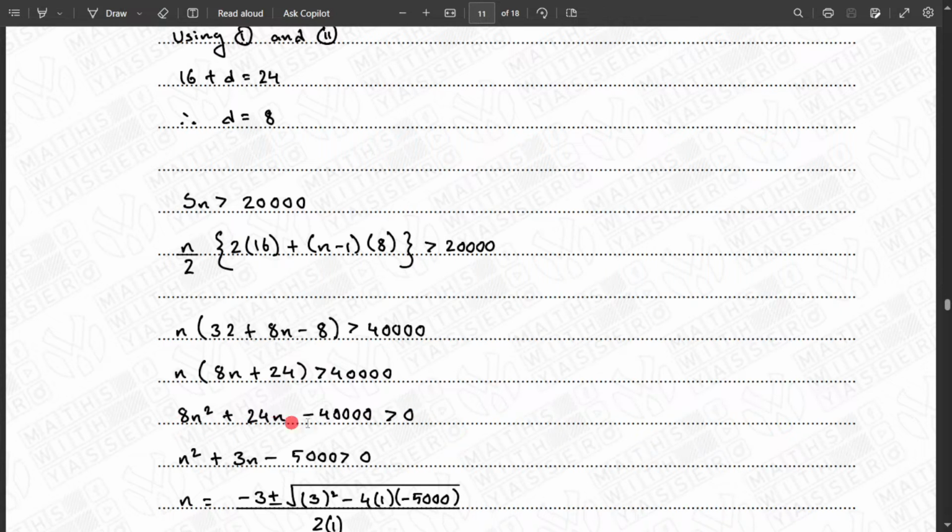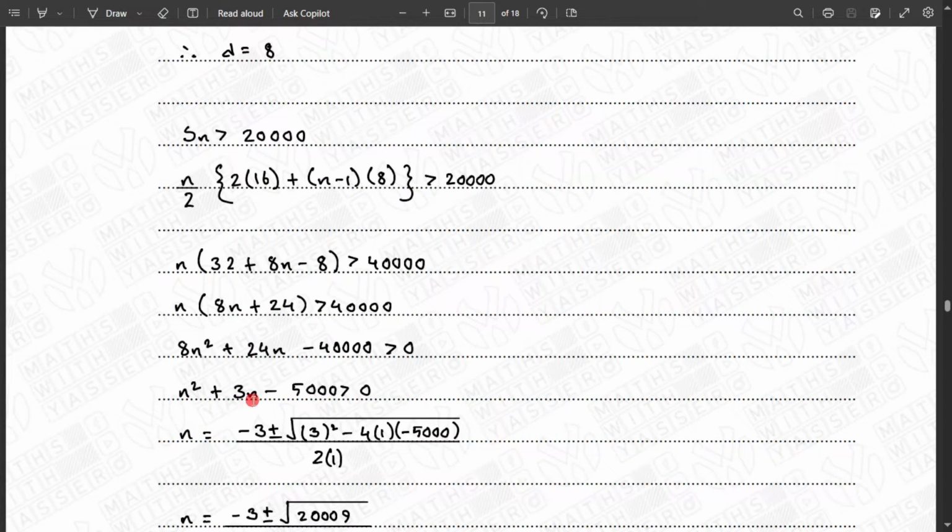If we simplify this whole equation by dividing all the coefficients by 8, we will get n square plus 3n minus 5,000. It's always better to check whether you can simplify the equation. That saves a lot of effort.